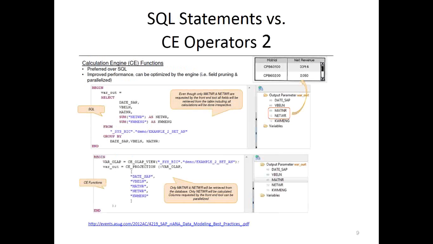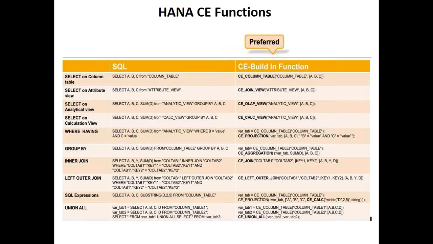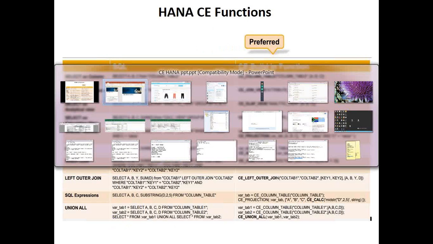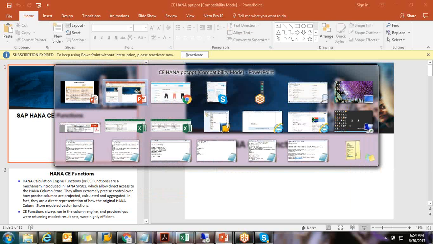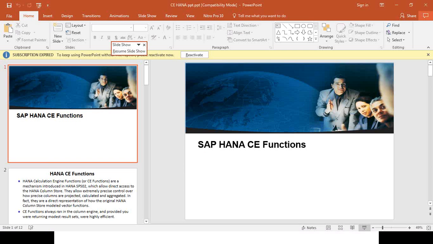Okay, simple. Select ABC from the column table. Here we can use CE column table, ABC. Okay, this is the syntax. So if you see some syntaxes, no need to do practice, just if you are aware about syntax, that's more than enough.